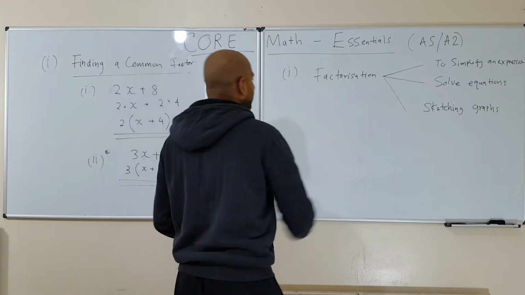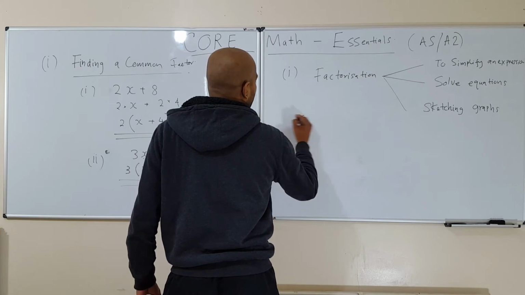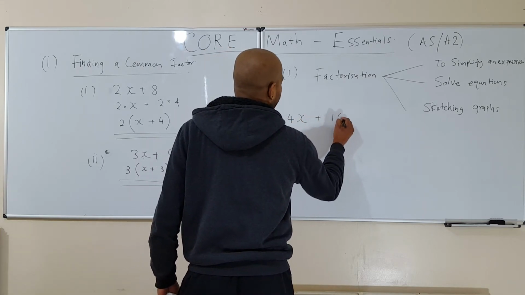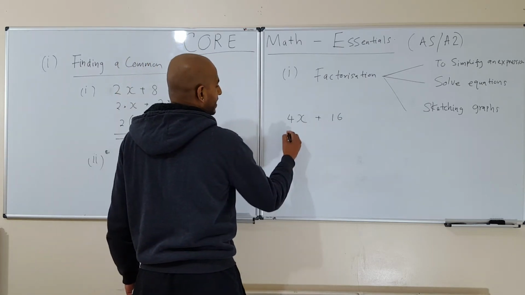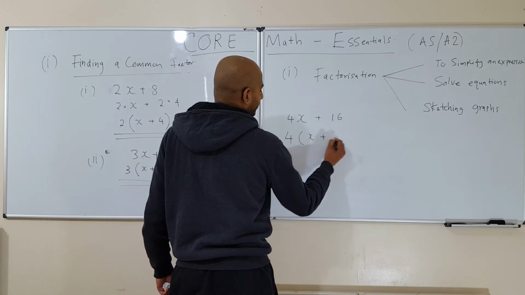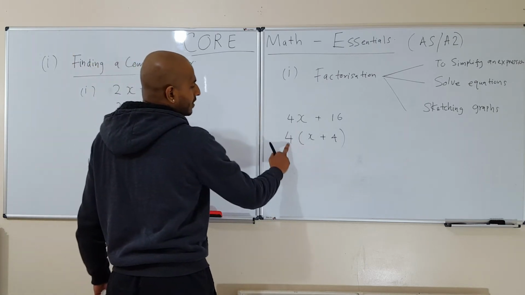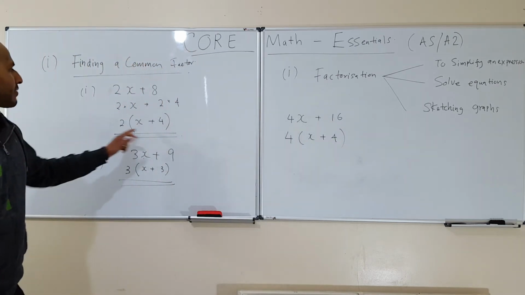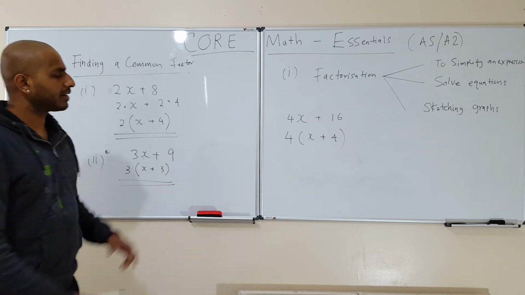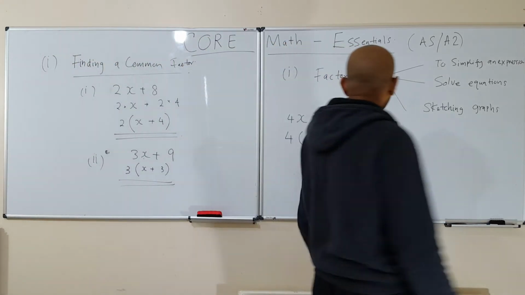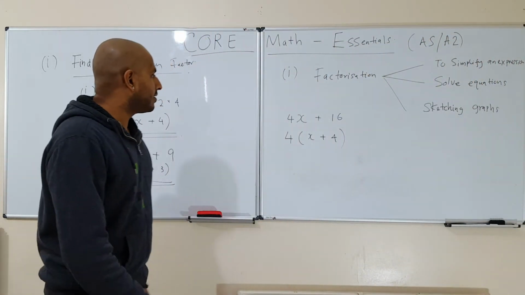Let me do a few more. Say we have 4x plus 16. We can clearly see that 4 goes into both, so we can take 4 out, x plus 4. And we can justify that our answers are right. Because see, 4 times x, 4x, 4 times 4 is 16. 2 times x, 2x, 2 times 4 is 8. 3 times x is 3x, 3 times 3 is 9. You should be able to work backwards and justify yourself that you did it right. You don't have to do it always, but at the beginning, I would say do that.